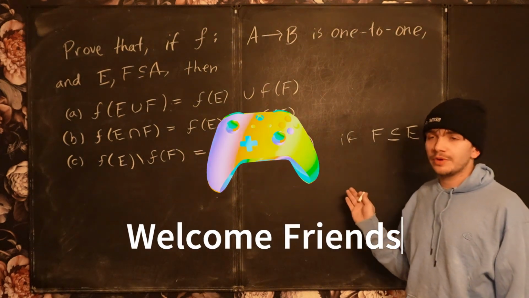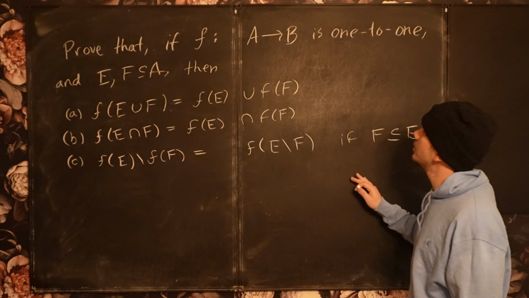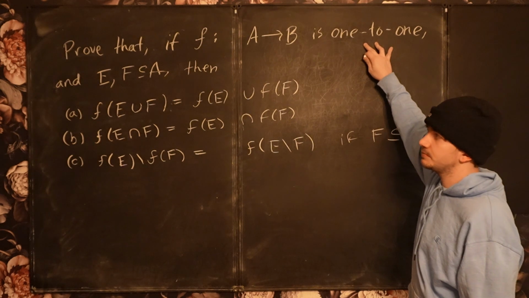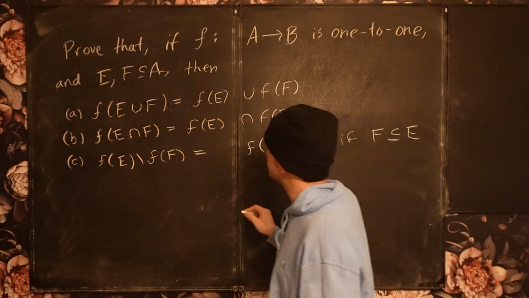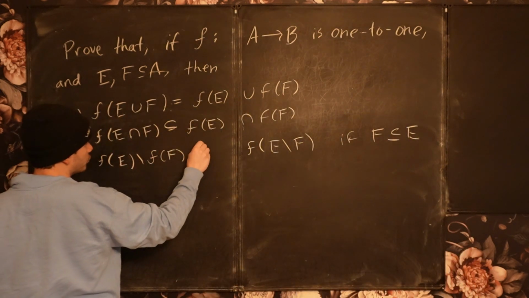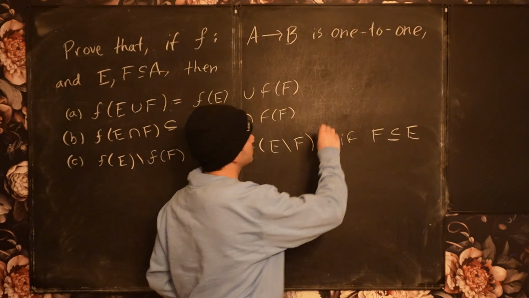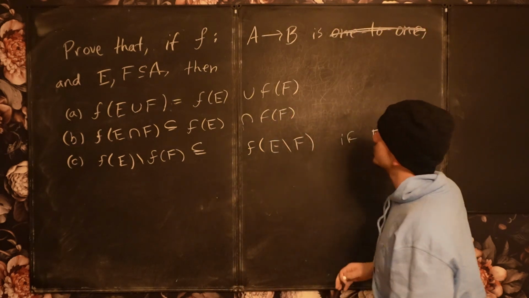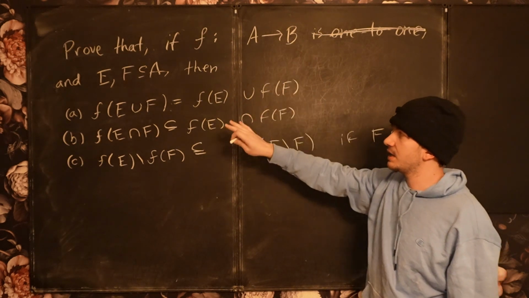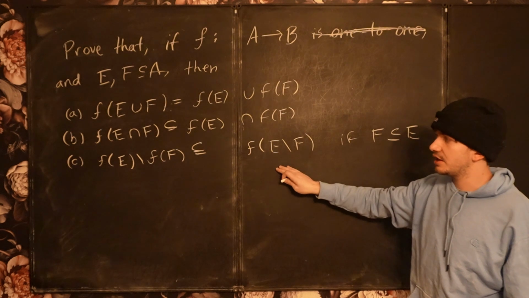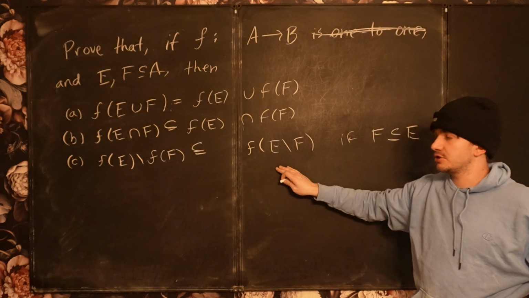So today we're going to do a continuation of the previous video. The previous video proved a theorem which did not have this assumption of 1-to-1. So if you ignore the assumption of 1-to-1, we proved already the following three items. If this is just any function f from the set A to the set B, and E and F are subsets of A, then these three properties hold for the image of these sets under the function f.